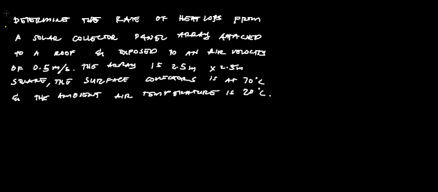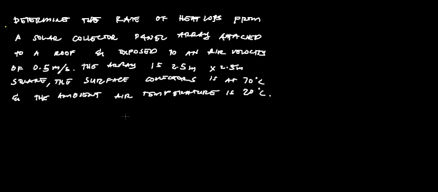Now we're gonna have a sample problem regarding convection heat transfer. Determine the rate of heat loss from a solar collector panel array attached to a roof and exposed to an air velocity of 0.5 meter per second. The array is 2.5 meter by 2.5 meter square. The surface of the collectors is at 70 degrees Celsius and the ambient air temperature is 20 degrees Celsius.